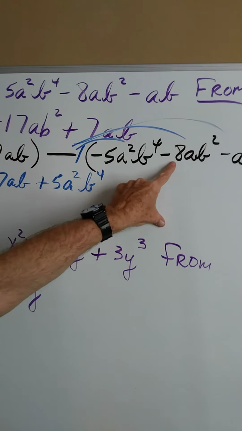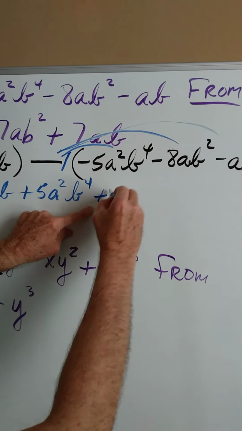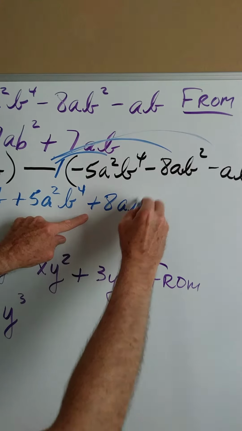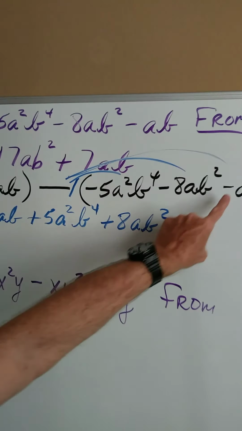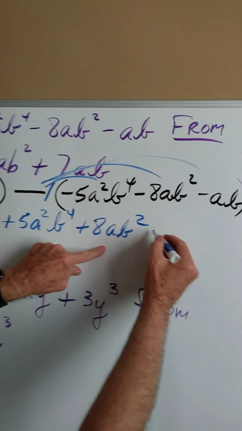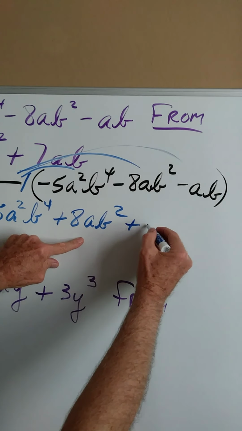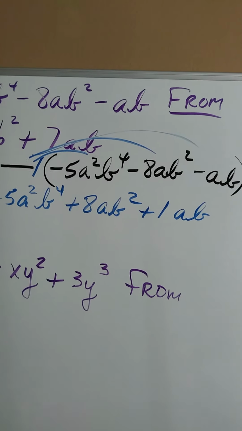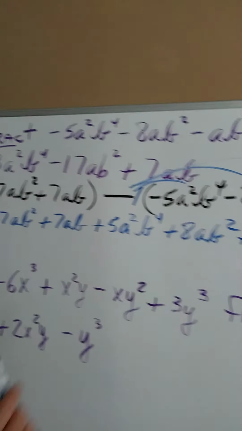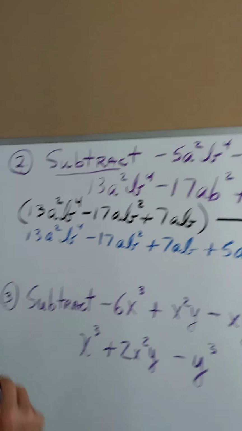Negative 1 times negative 8, a positive 8ab squared. And negative times negative, a positive. If you want to show the 1, it's not a bad idea. Show the coefficient of 1. And now let's come back and combine like terms.